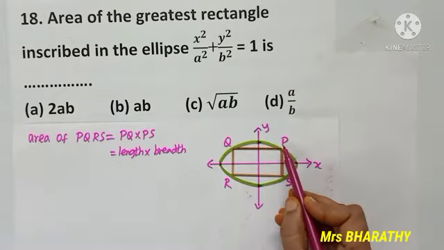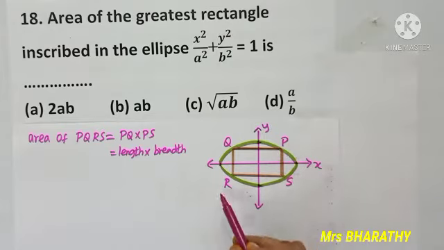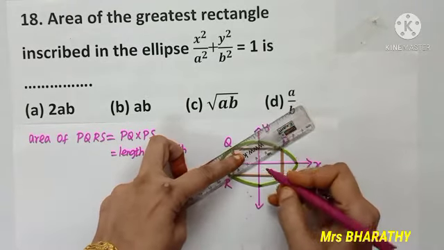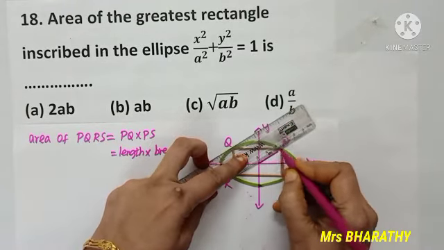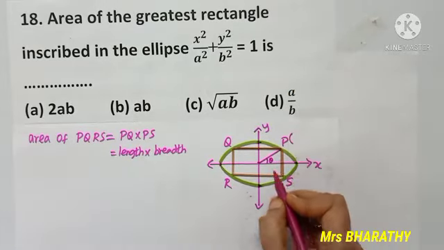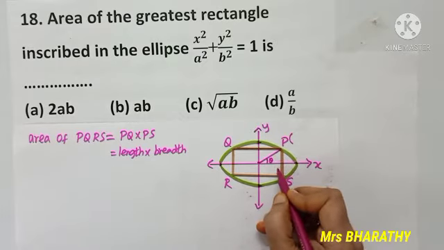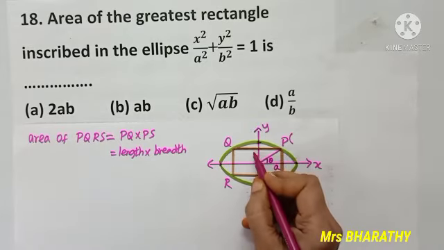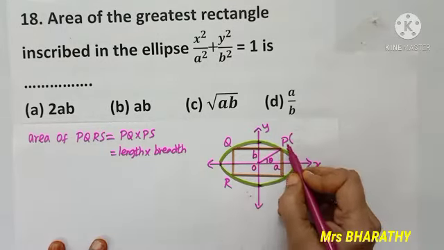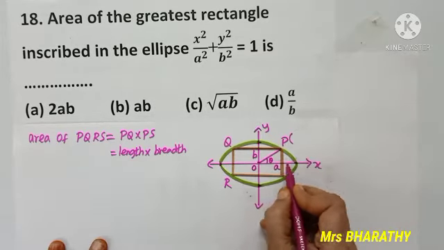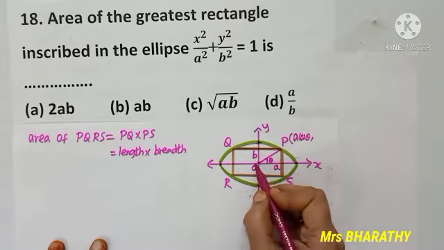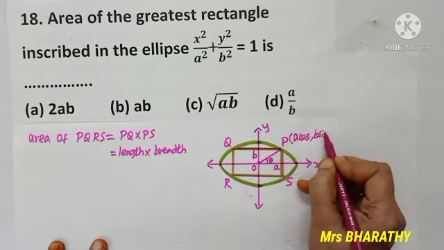As we have drawn the rectangle PQRS, let us consider this angle to be theta, so that the full length we call A and this height we call B. To find out what is P, we will write this full length A. We call A cos theta. And any point I say B sin theta.